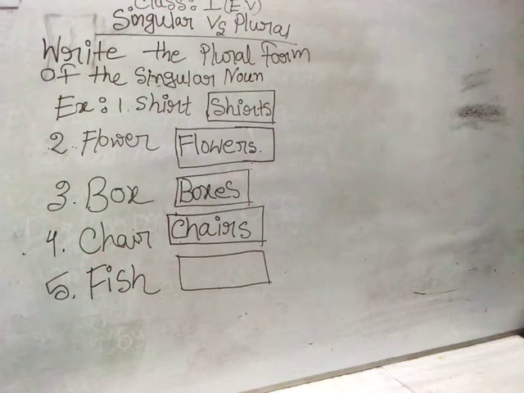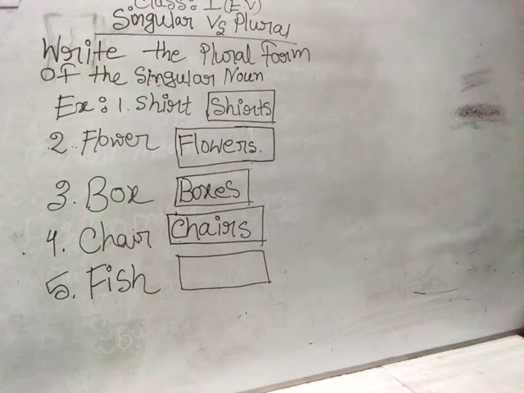Here can you see one thing, that with chairs I just put S, but for boxes I had to put ES, because as Miss already told you, not every time can you make a word plural just by putting S. Sometimes with some words you need to put ES. So for boxes we had to write B-O-X-E-S, an extra ES here. But for chairs we just need to put a simple S, chairs.